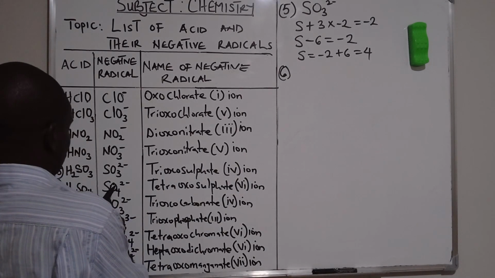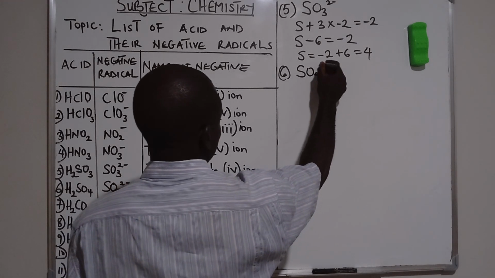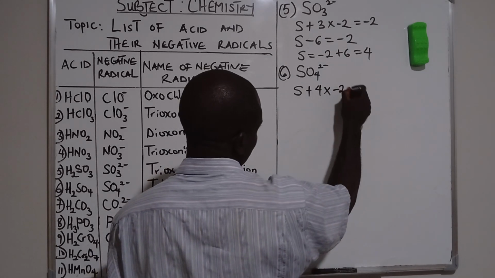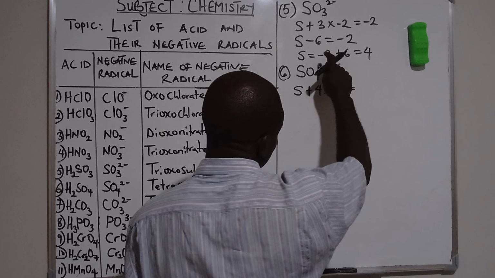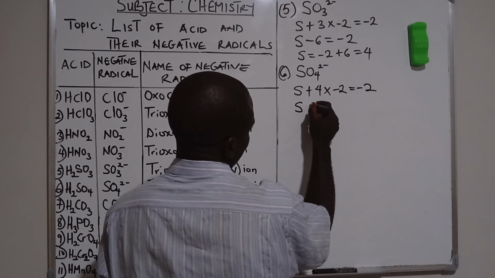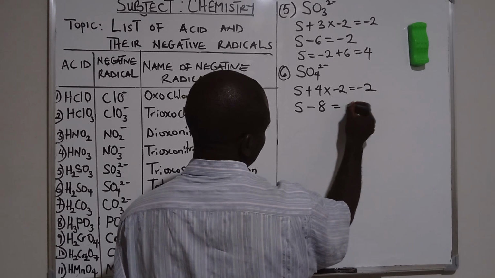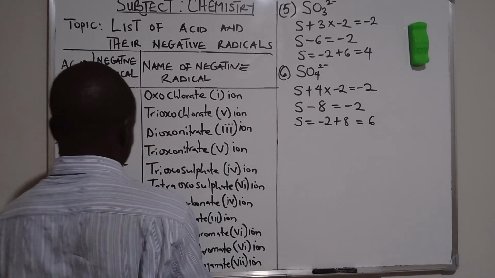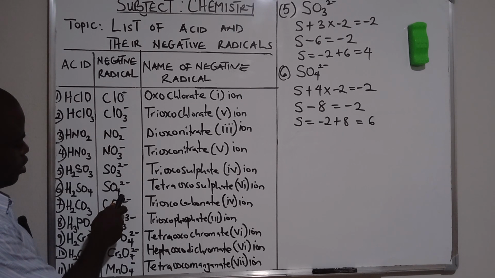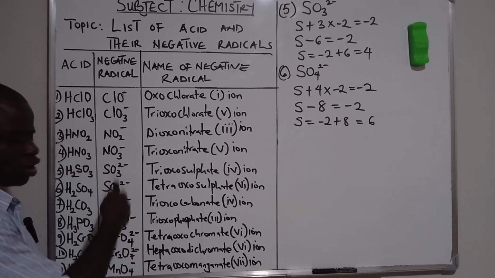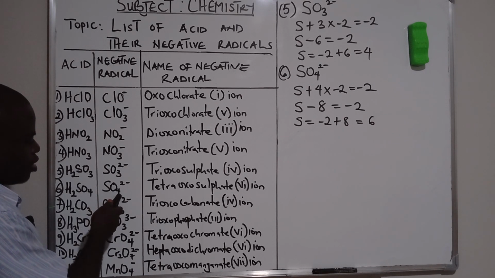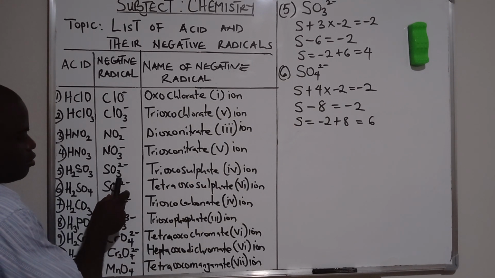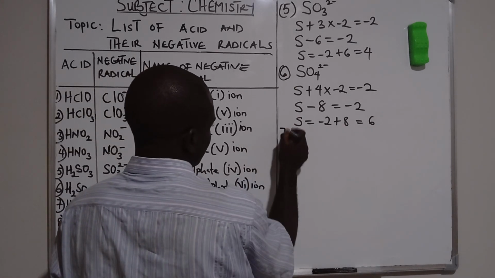Number 6, we have SO4 2 minus. We have S plus 4 times minus 2, which is the constant radical on top of the oxygen, equals this minus 2. S minus 8: 4 times minus 2 is minus 8, equals minus 2. S equals minus 2 plus 8 equals 6. It has been named tetraoxosulfate. Sulfur will change to sulfate when you are naming it with the oxygen. Tetraoxosulfate 6 ion. Why do we put ion? Because it's a radical. Is that okay? Put ion because it's a radical.